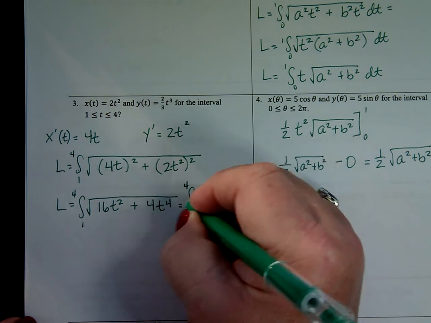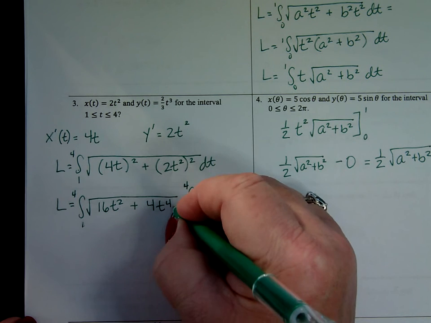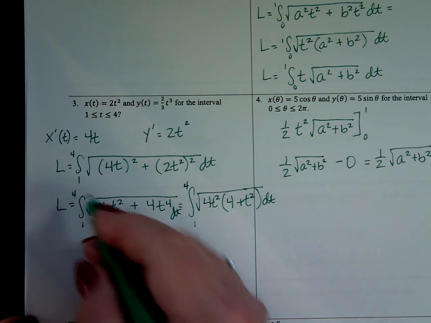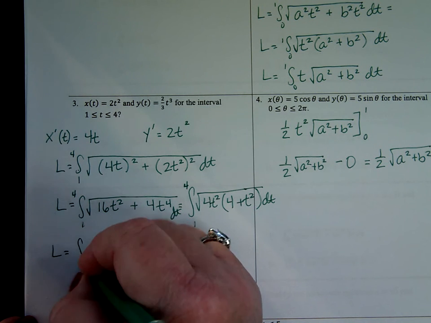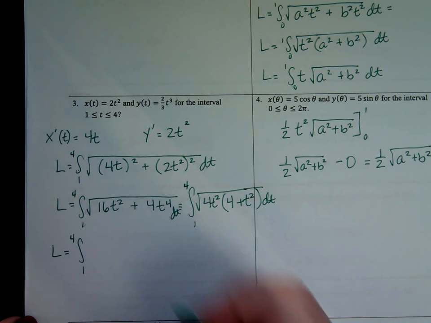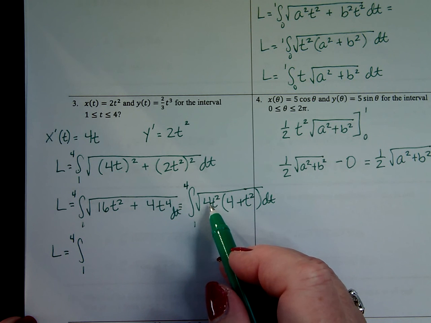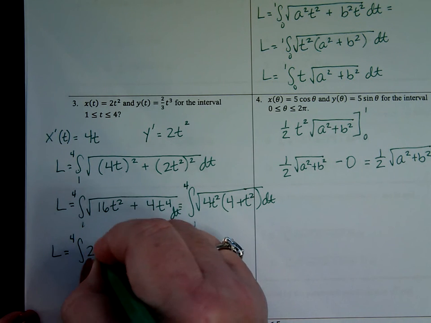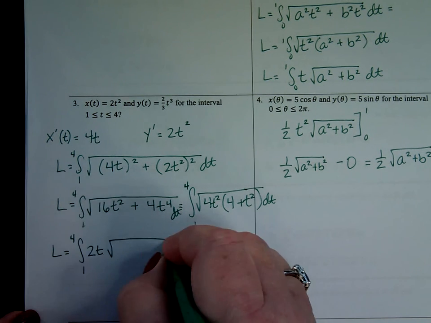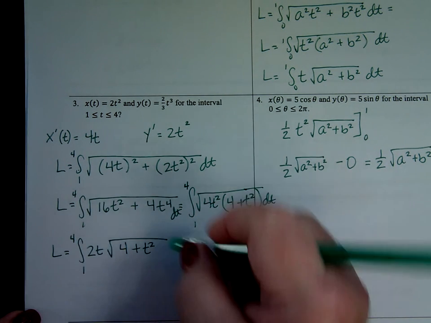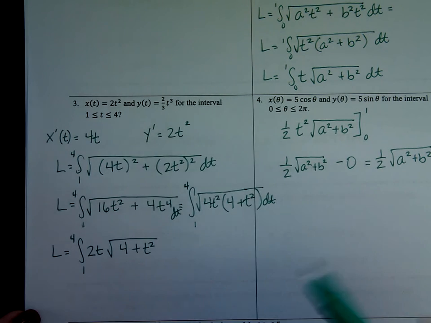Oh, forgot my dt's. Fix that. Mr. AP would take off points. Still looking at it. I haven't integrated yet, just cleaning this thing up. I have a 1 to 4. The square root of 4t squared would be a 2t on the outside, but I still have a 4 plus t squared on the inside. That is with respect to t that I'm supposed to now integrate.